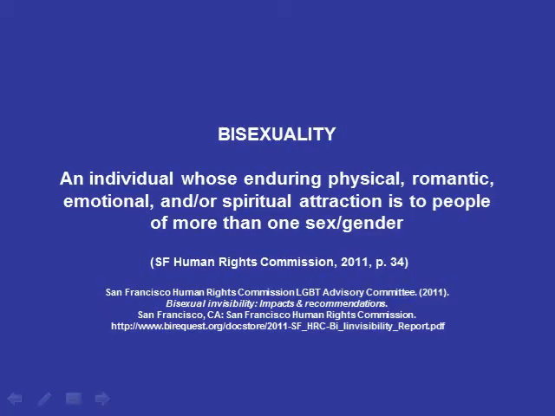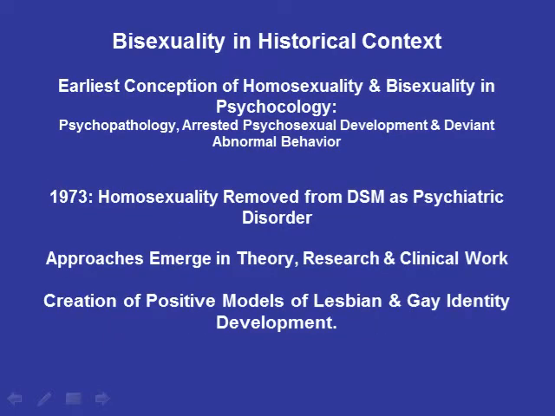Let's start with a working definition of bisexuality. I'm taking this from the San Francisco Human Rights Commission report from 2011. Here's the definition: an individual whose enduring physical, romantic, emotional, and/or spiritual attraction is to people of more than one gender or sex. Now let's talk a bit about bisexuality in historical context.